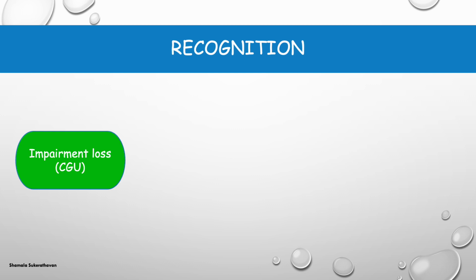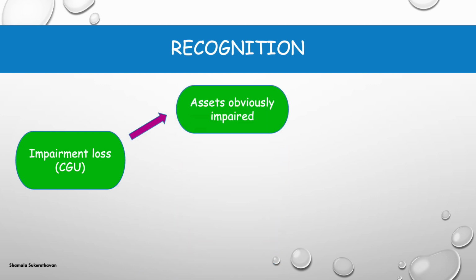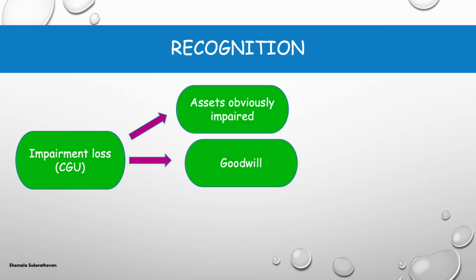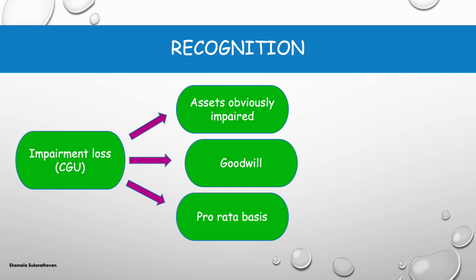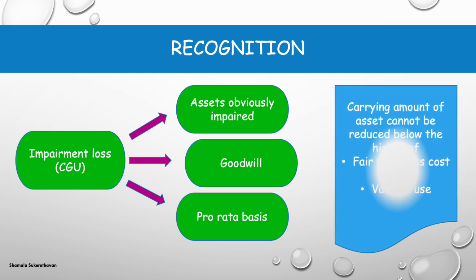IAS 36 stipulates if an impairment loss arises in respect of a CGU, it shall be allocated to assets within the scope of IAS 36 in the following order. First to assets that are obviously impaired, then to goodwill, finally to other assets in proportion to their carrying value. However, when allocating the impairment loss, please be reminded the carrying amount of the asset cannot be reduced below its recoverable amount, that is, the higher of fair value less cost to sell and value in use.